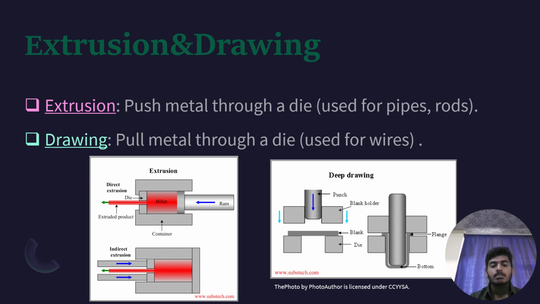Drawing is a similar process to extrusion, but instead of being pushed, the metal is pulled through a die. This process is typically used to reduce the cross-sectional area of wire or rod. The force is tensile as the material is stretched and pulled through the die opening. Drawing is primarily used to produce wires.